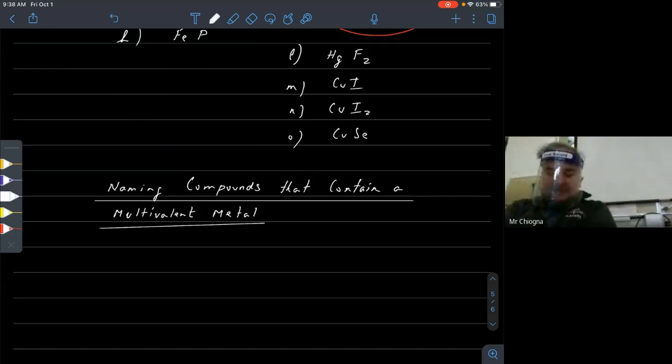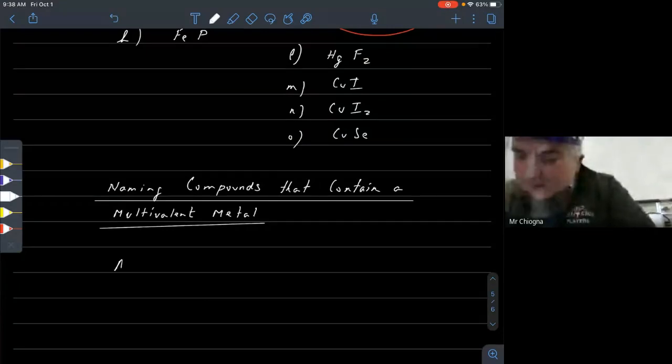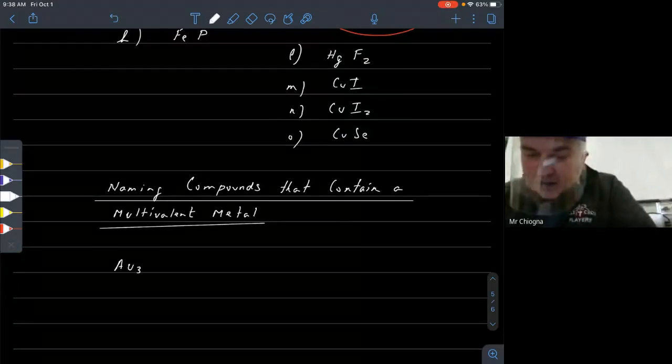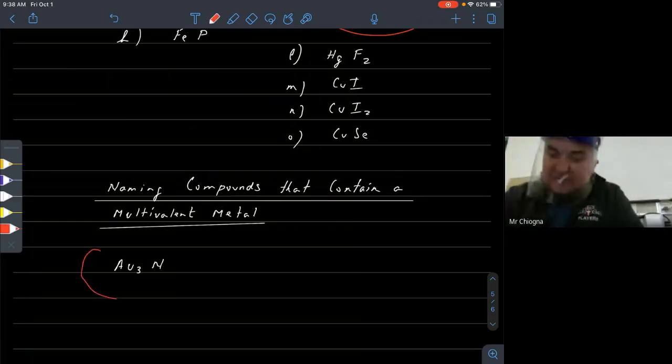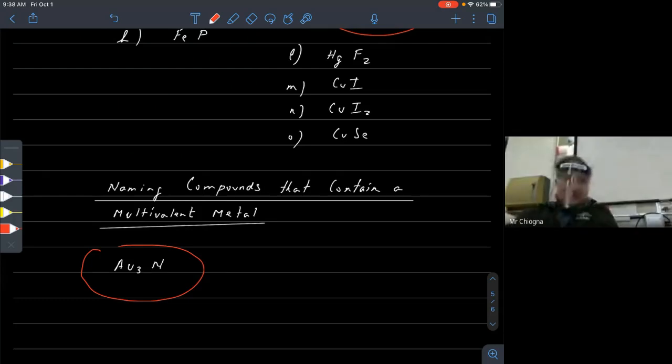Okay, so here we go. Let's look. Now we are going the opposite direction. We're given the formula. You have to name the compound given the formula. So here's the hard part.